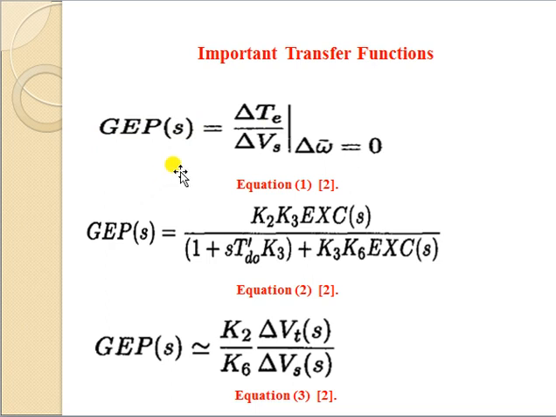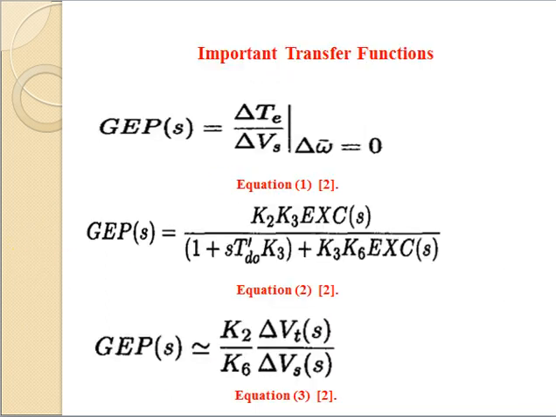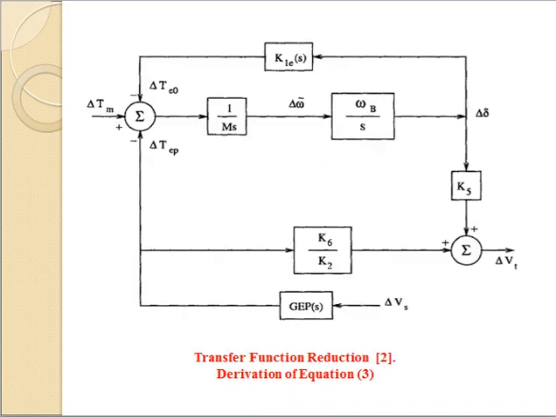So GP of S is again calculated with the help of this block diagram. You can obtain this transfer function with the help of standard control system techniques, and again here you can observe, you can express your GP of S with the help of Heffron-Phillips constants K2, K6, change in terminal voltage and change in power system stabilizer output. So for the sake of understanding equation 3, there is again a big proof of control system.